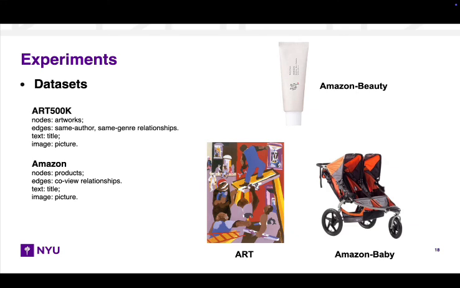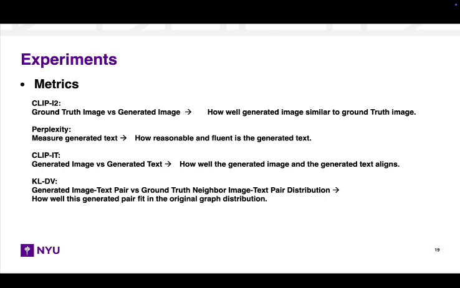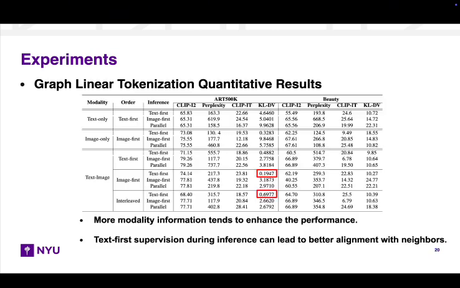And here is our dataset. We choose ART500K, where the nodes are artworks, edges are the same author or same genre relationship, text is the title, and image is the picture. For Amazon, the nodes are products, edges are co-view relationships, the title is the text modality, and the picture is the image modality. We use CLIP-I2, perplexity, CLIP-IT, and KL divergence as the metrics to evaluate the performance of the model. And here are our experiments.